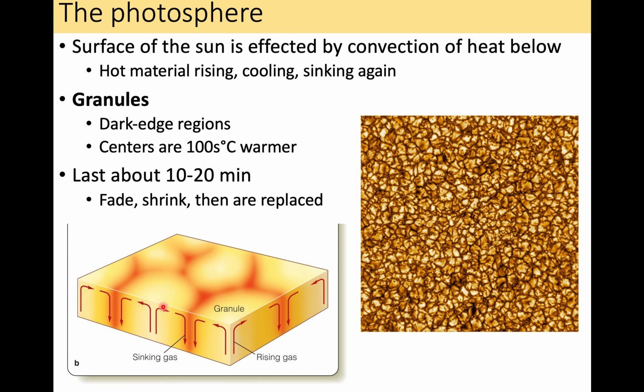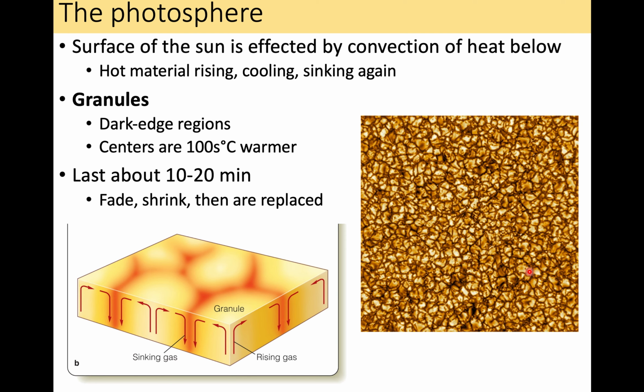So if we look at this cartoon version here, we see the darker edges sort of outline what we call each granule. So the center, the brighter color, is really hundreds of degrees warmer than the edges are. And that's because where we have that rising, very, very hot material is in the center of the granule. That hot material then reaches the surface, starts to cool down at the edge of the granule. Once it gets down closer to the base of the photosphere, it's going to heat up again and rise up through the center of the granule.